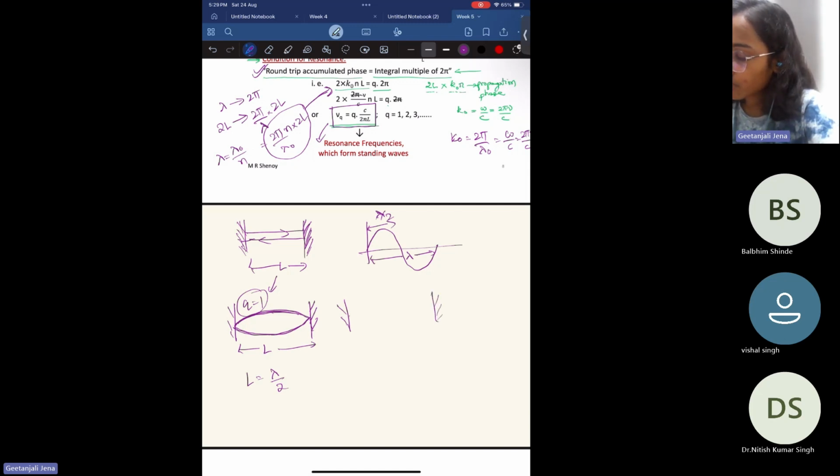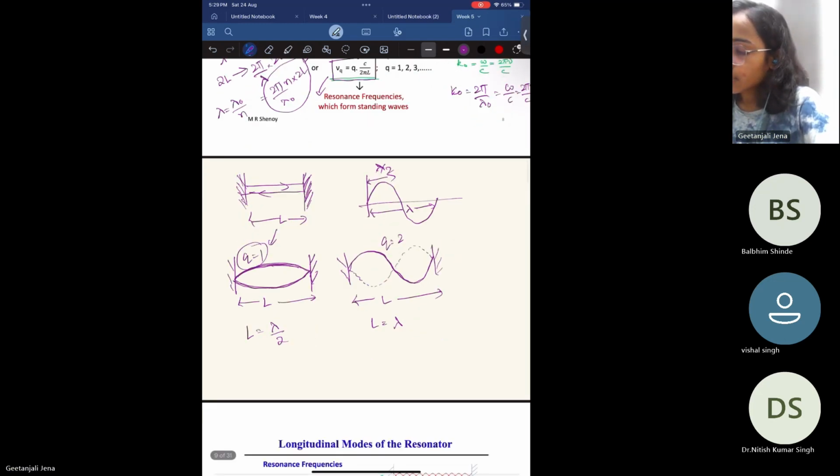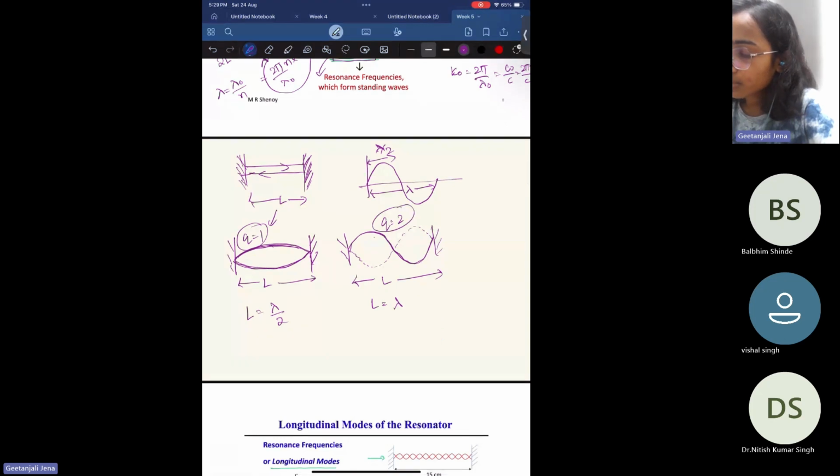For the second case, you have lambda distance covered in between these two mirrors, and for the reflected wave you have this part. The length is constant, right? So for this mode, L equals lambda, and q is 2 here. q equal to 2 means there are two lobes, lobe 1 and lobe 2, and q equal to 1 means there is only one lobe, which is this one.